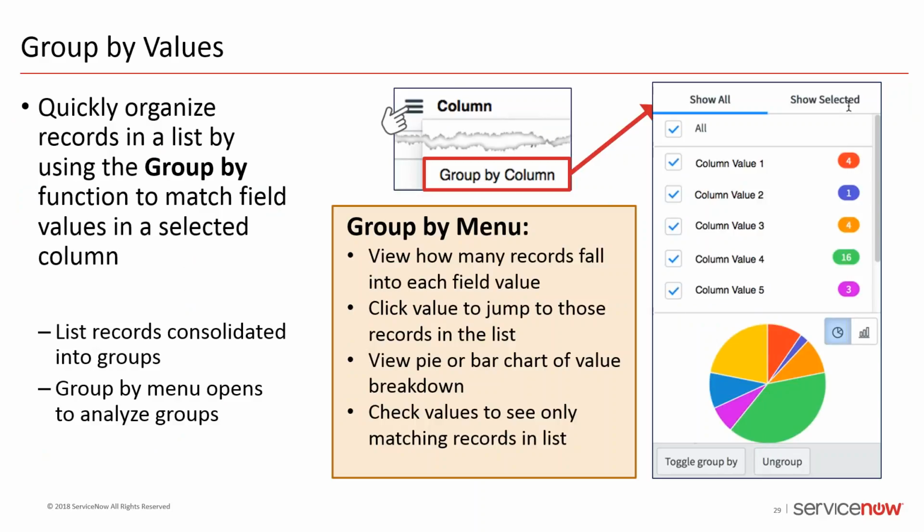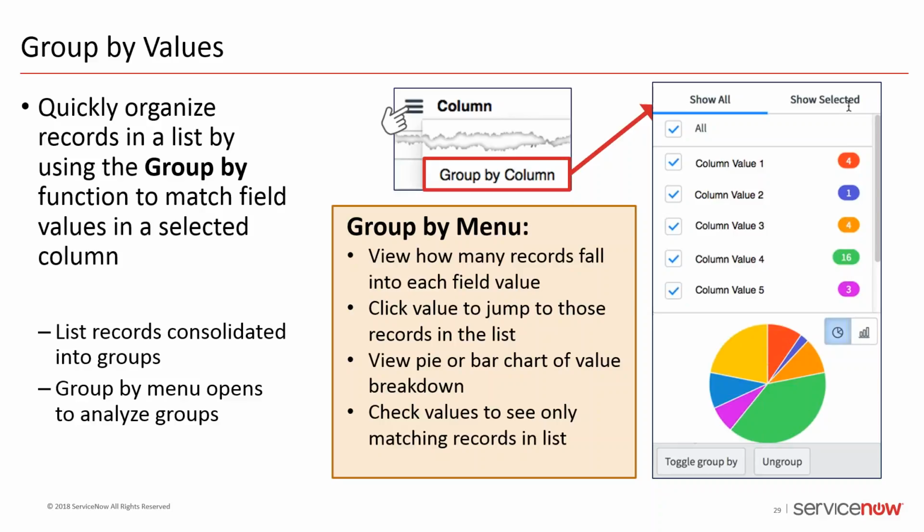Use the Group By feature to quickly organize the records in your list by matching field values from selected columns. To begin, identify the column whose value you want to group by. For example, you might want to view all incidents by priority values or tasks by task type. Click the column context menu on the left to select the column name and select the group by option.